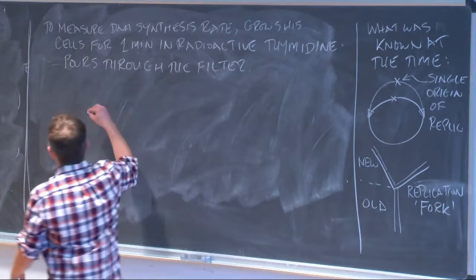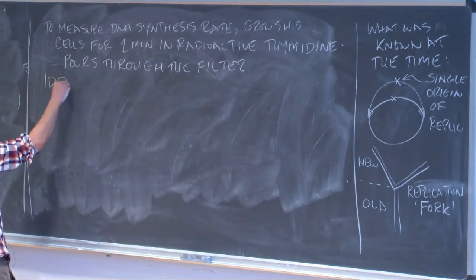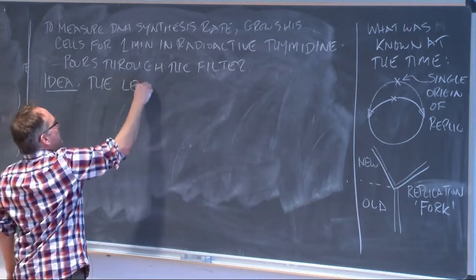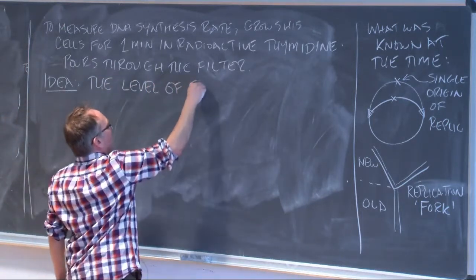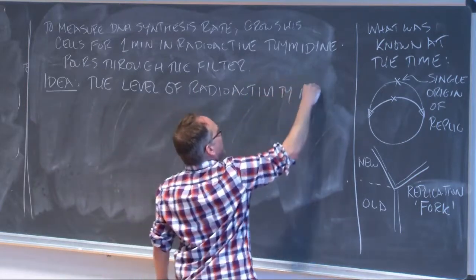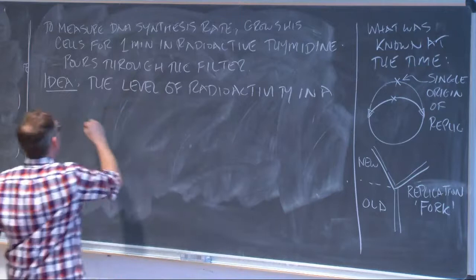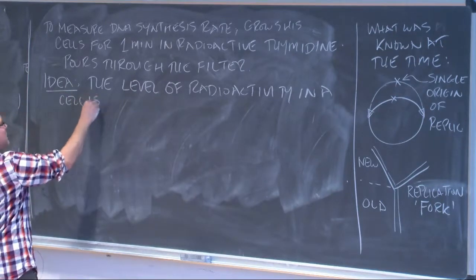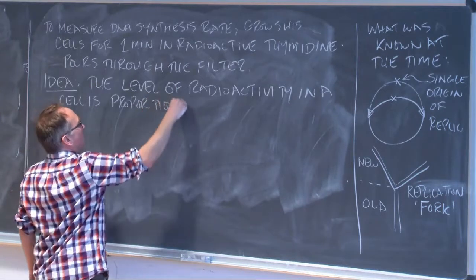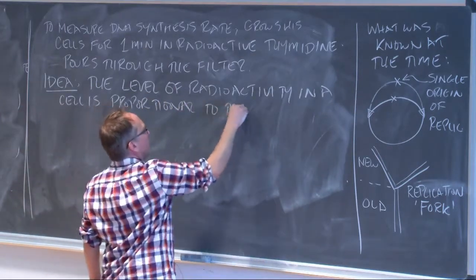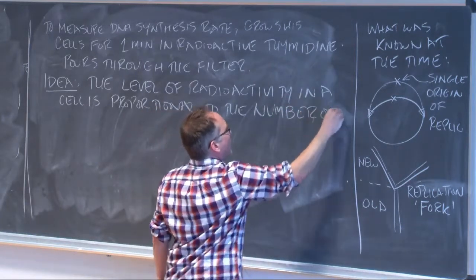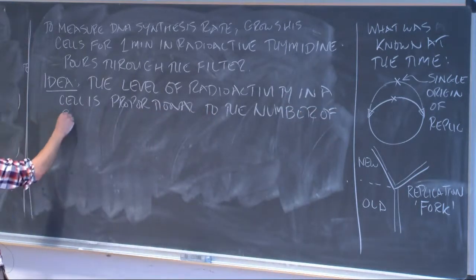Okay, so his idea is the following, and then let's talk about it. So his idea is the level of radioactivity in a cell is proportional to the number of forks, the number of replication forks.